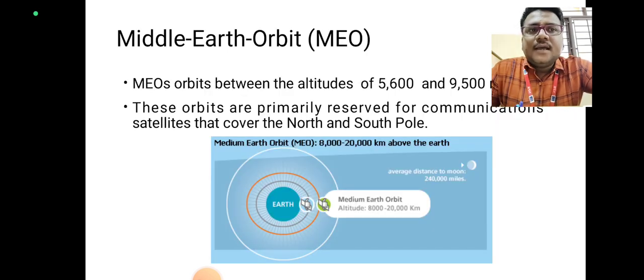Next are the medium Earth orbiting satellites. The altitudes range between 5,600 to 9,500 miles, and they are mostly used for North Pole and South Pole communications.